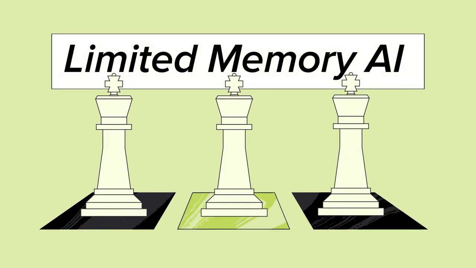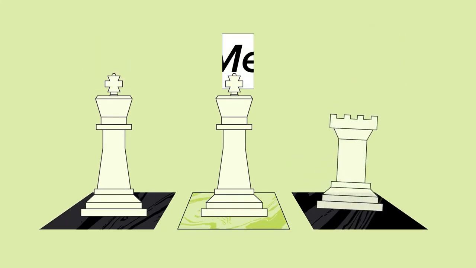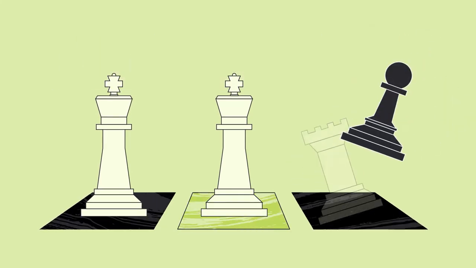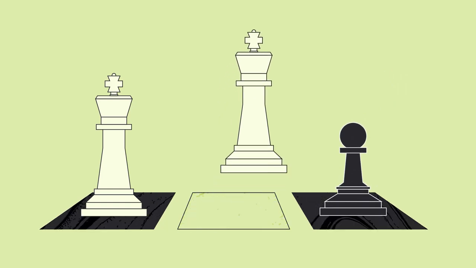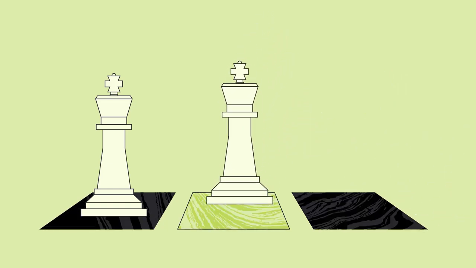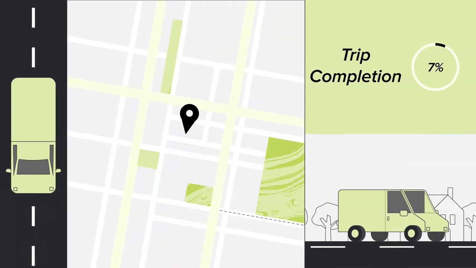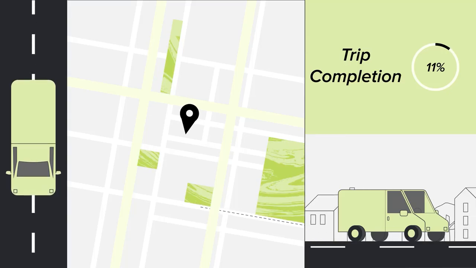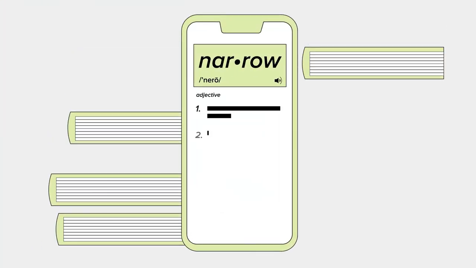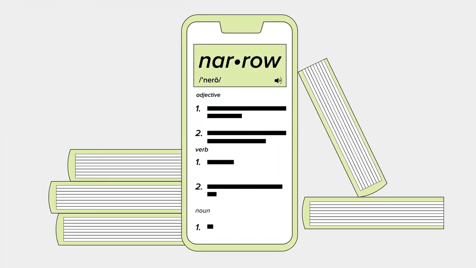Others are limited memory AI. These do have some memory, so they can change how they make decisions based on experience. They can't retain data in the long term, but their algorithms do improve over time. Gen AI and autonomous cars both use limited memory AI. Here are some other terms about narrow AI that might be helpful to know.